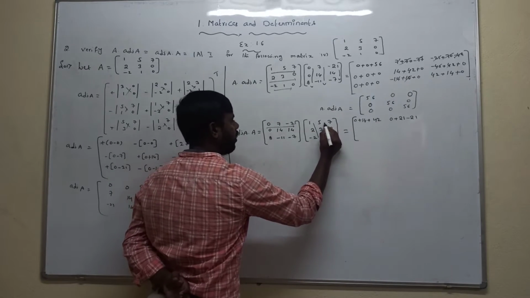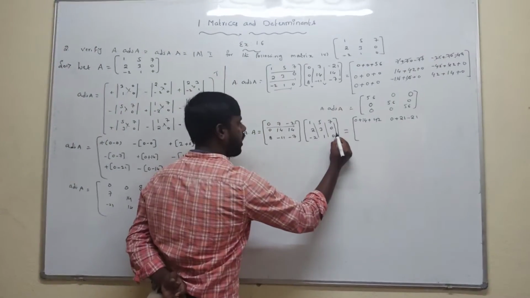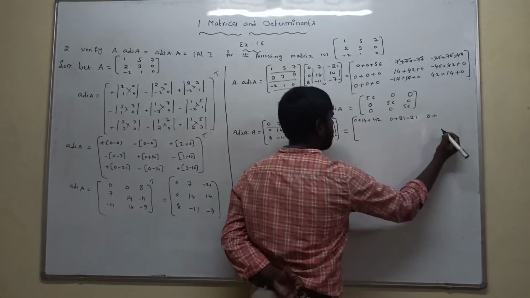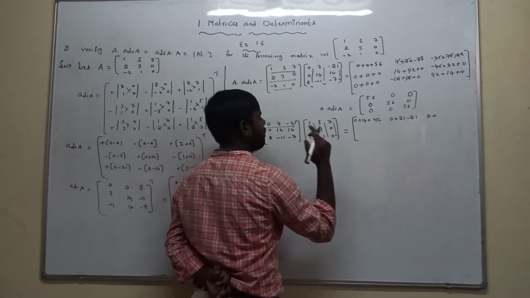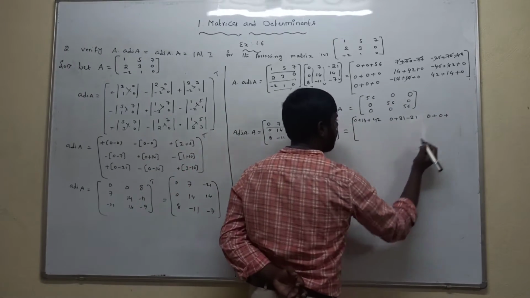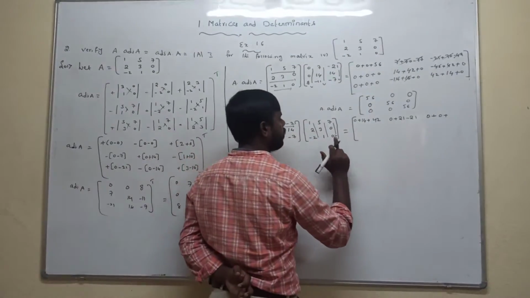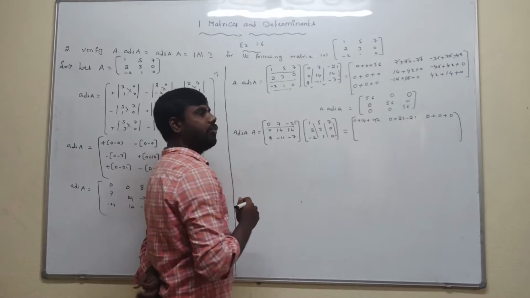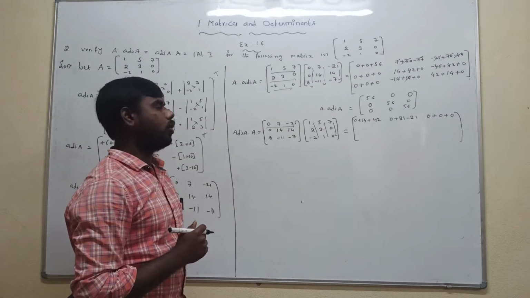Next, product with first row, third column. 0 into 7 value is 0, plus 7 into 0, that value is 0, plus minus 21 into 0, that value is 0. So first one is product with all three columns.